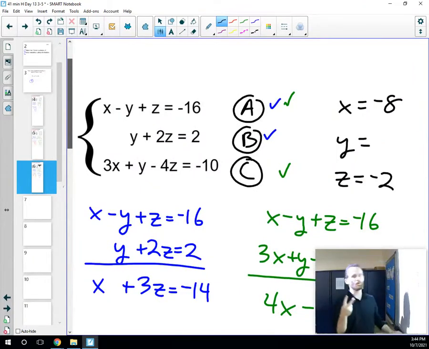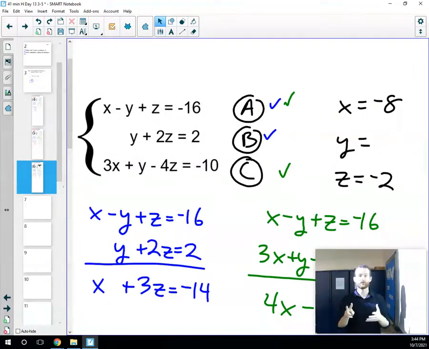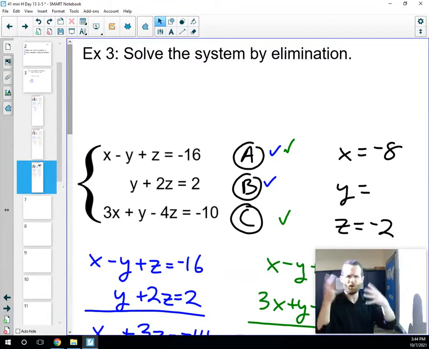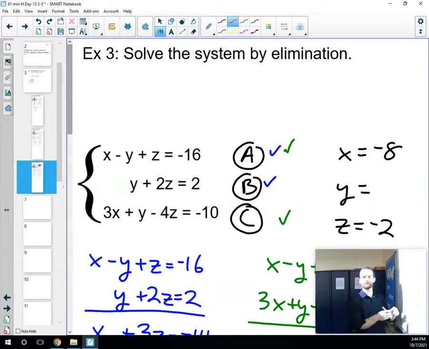And now that we have values for two of our variables, we're prepared to go back to our original A, B, or C, our original 3-variable system, and plug that in. Let's use A, I guess. Actually, we could just use B, and then we would only need z to find it. I guess it doesn't matter. I'll use A, but you can always plug into A, B, or C. Yeah, let's plug into A.